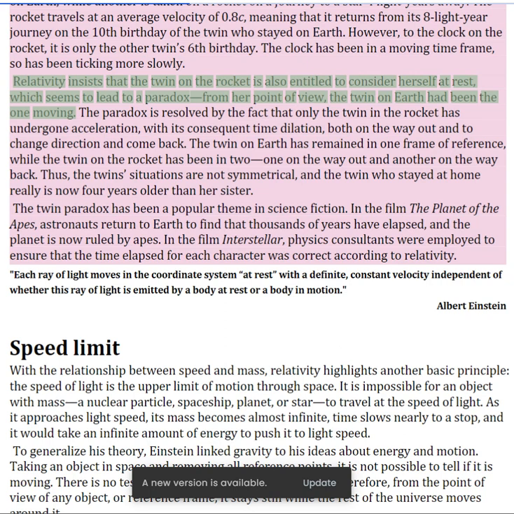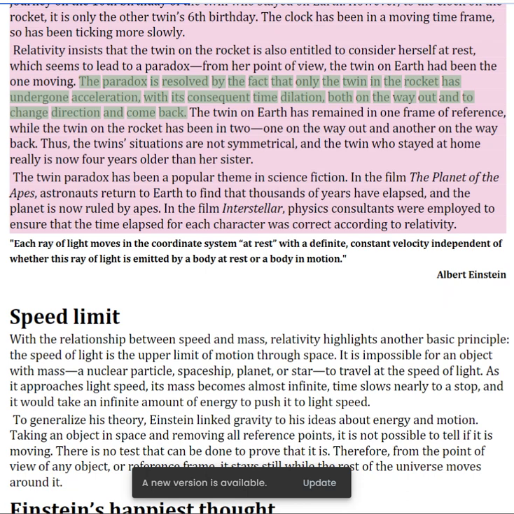Relativity insists that the twin on the rocket is also entitled to consider herself at rest, which seems to lead to a paradox. From her point of view, the twin on Earth had been the one moving. The paradox is resolved by the fact that only the twin in the rocket has undergone acceleration, with its consequent time dilation, both on the way out and to change direction and come back.